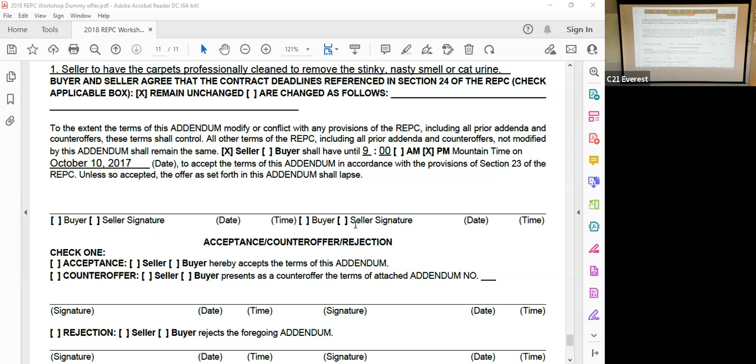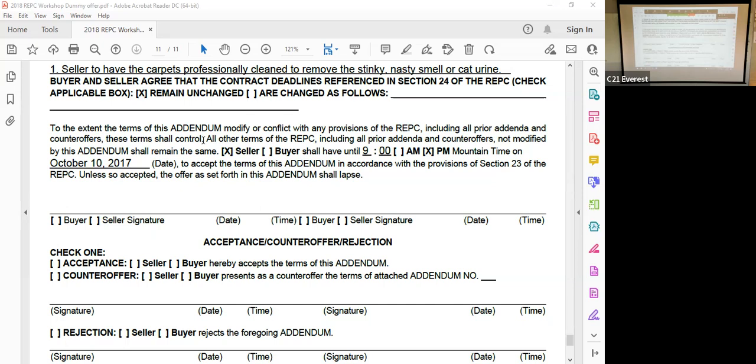So actually, right here, let's look at it. It says, to the extent the terms of this addendum modify or conflict with any provisions of the REPC, including all prior addenda and counteroffers, these terms shall control. So is it 8 or 9? 9. So it's the last one.